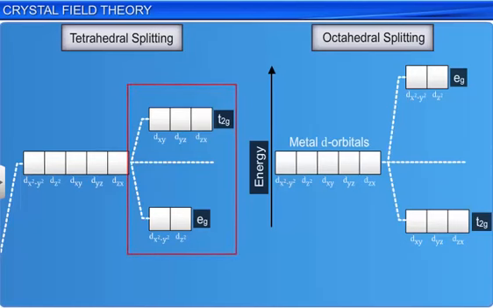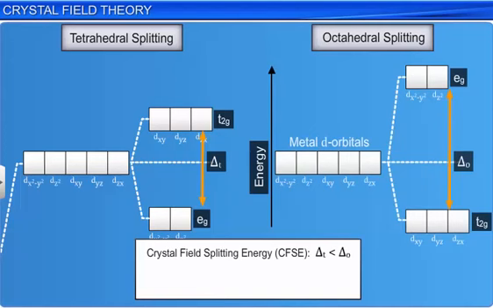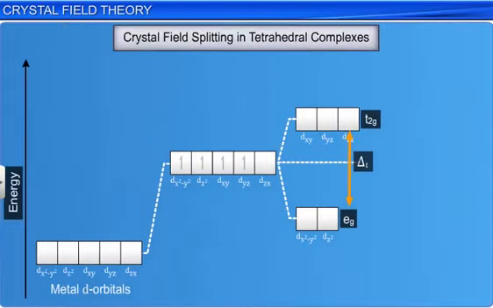The crystal field splitting in tetrahedral complexes, which is denoted by delta T, is smaller than that of octahedral complexes. The difference in energy can be represented by delta T equal to 4/9 times the octahedral splitting. This splitting energy is not large enough to force the electrons to get paired up. Thus, low spin configurations are rarely observed.